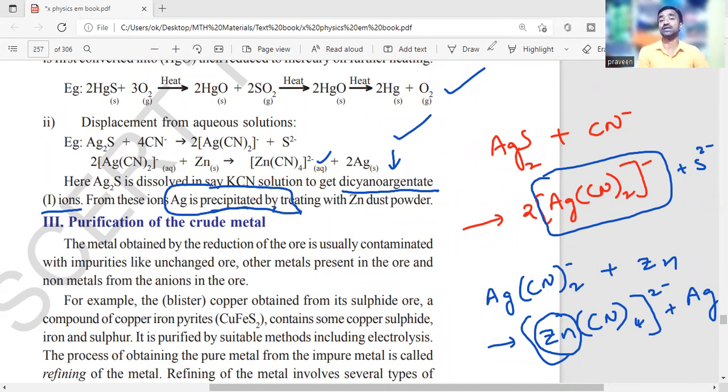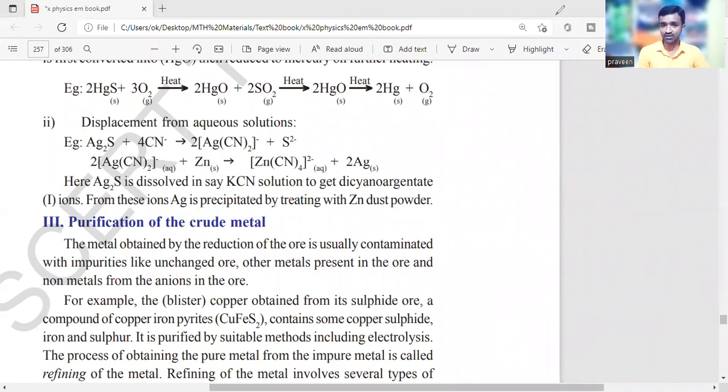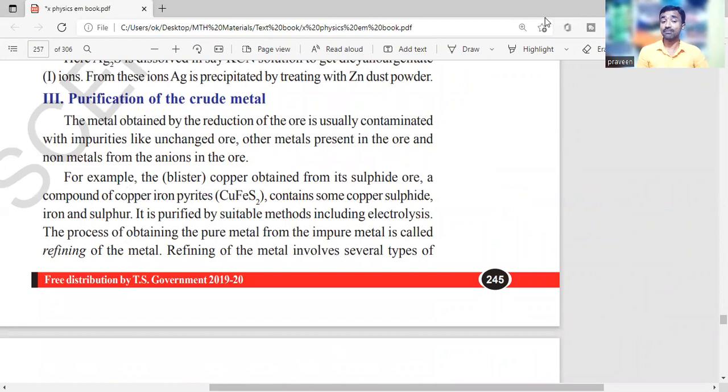Then what about the third stage? Refining or purification. After extraction of a crude metal, it may be left with some impurities which are dissolved or combined, so you need to separate them. This process is called the purification or refining process. The metal obtained by the reduction of the ore is usually contaminated with impurities like unchanged ore, and other metals may be present. The quality of the crude metal decreases due to the presence of these, so we need to decrease that percentage to the lowest or 0%. So we need to separate them.